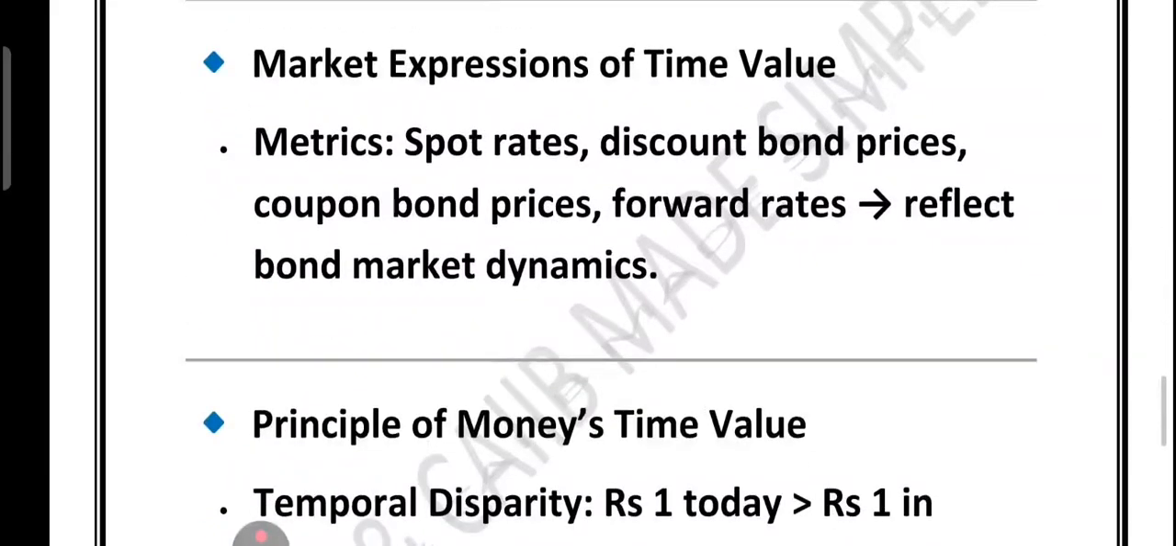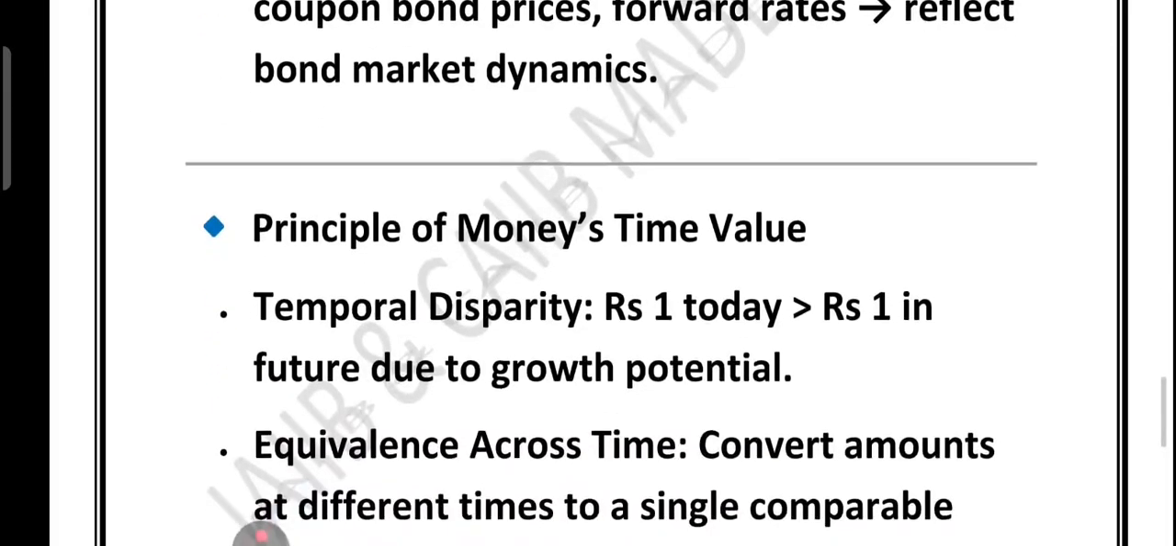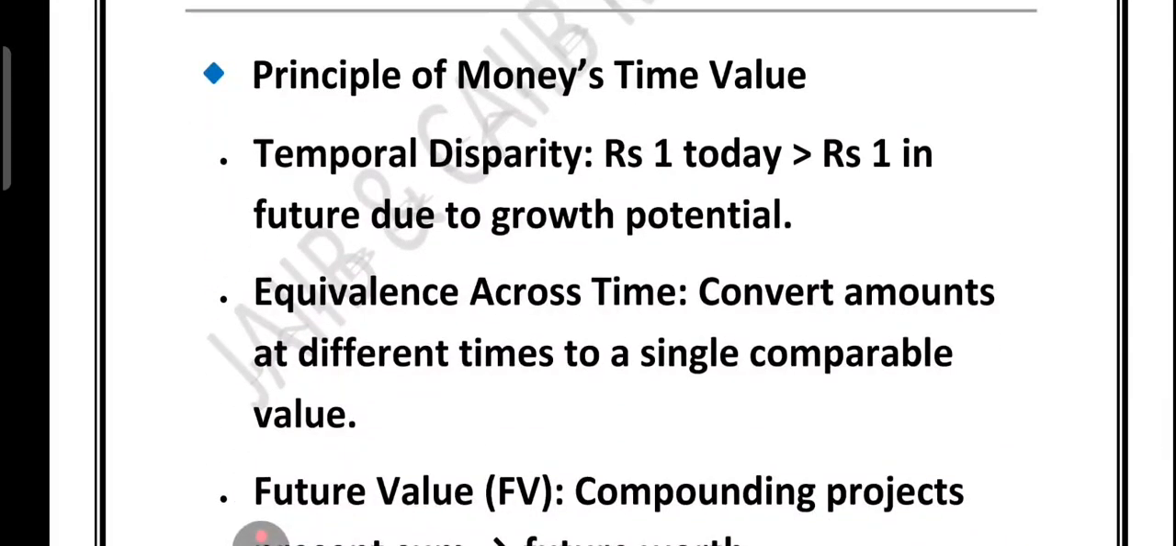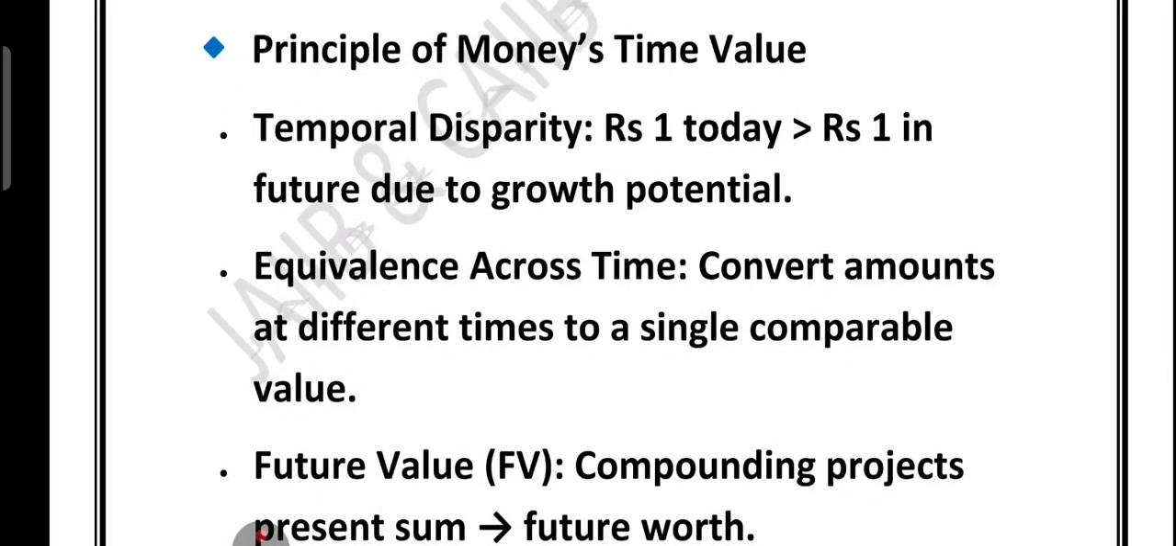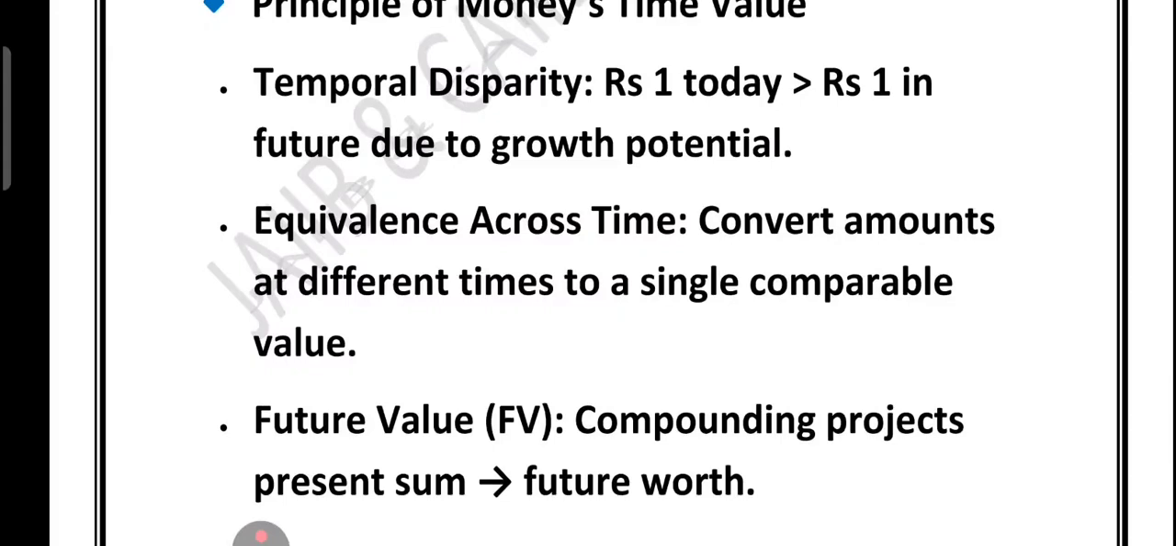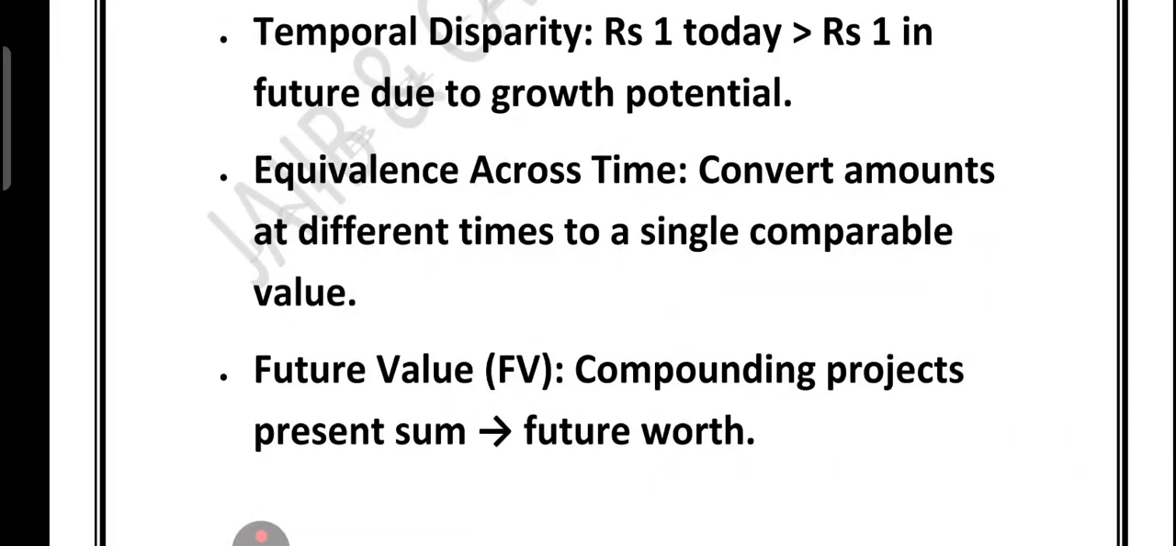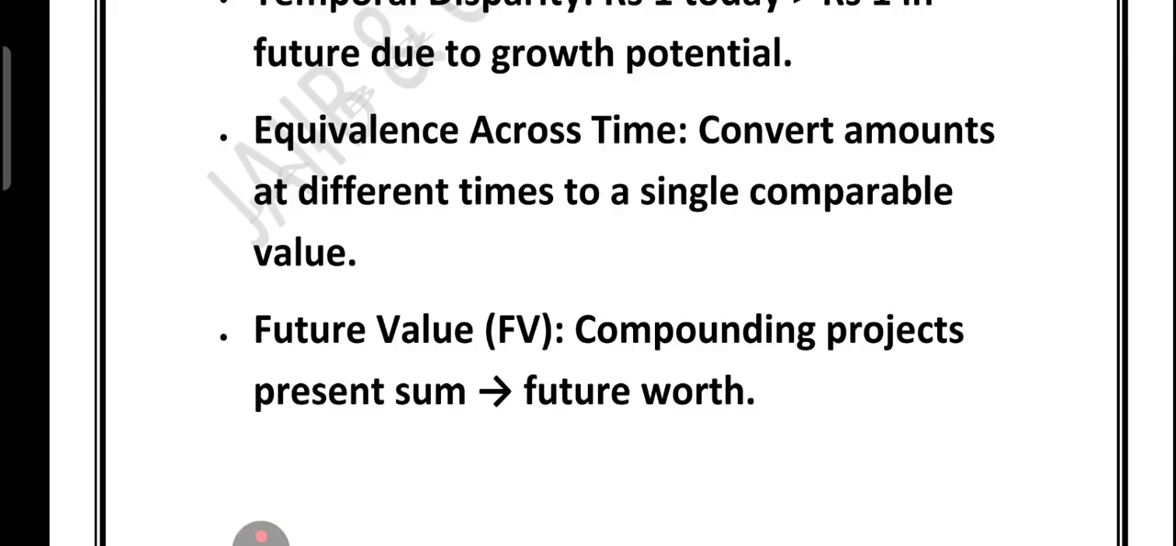Then we have market expression of time value. There are some metrics like spot rate, discount bond price, compound bond price, forward rate. They capture the dynamics of the bond market. If you talk about the principle of the time value of money, it's very simple. 1 rupee today is more than 1 rupee in the future, because today's money can start earning immediately. So to compare amounts across time, we convert them to a single reference point, right?